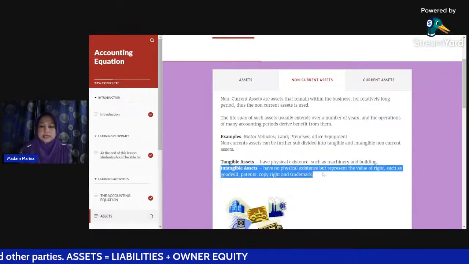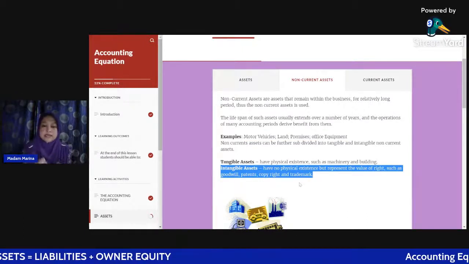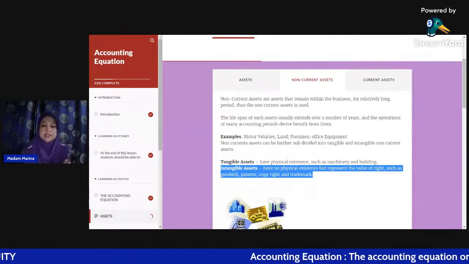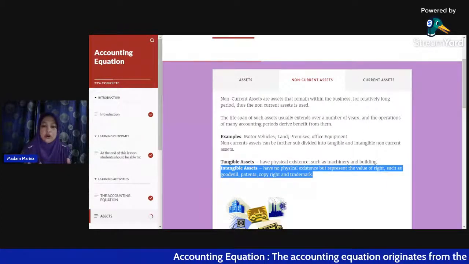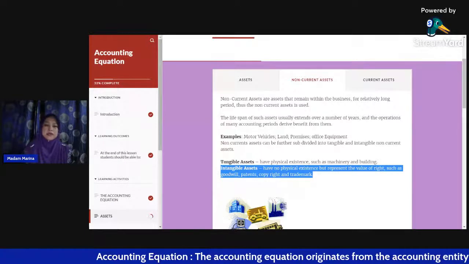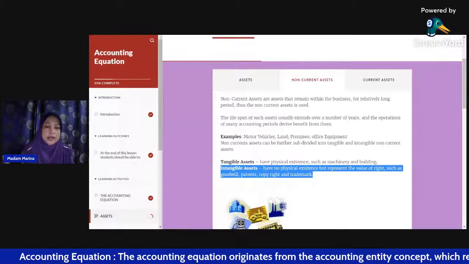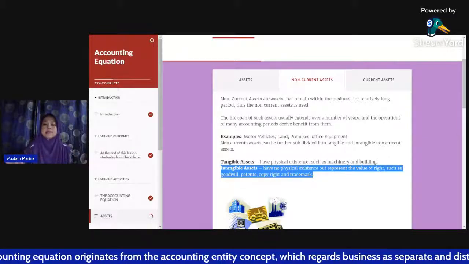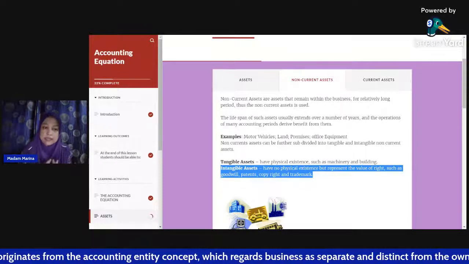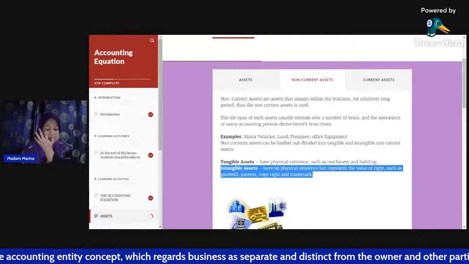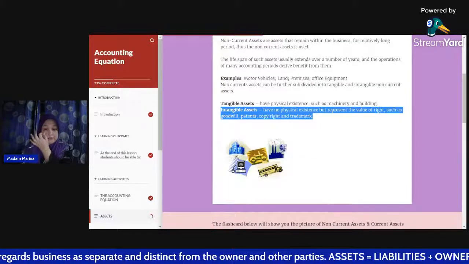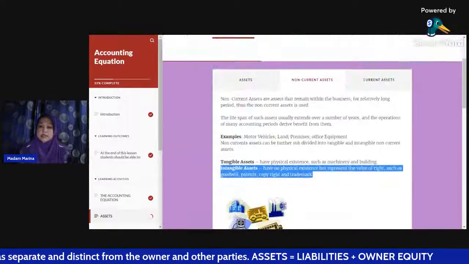The intangible asset have no physical existence, but they represent the value of right, such as goodwill, patents, copyright, and trademark. We cannot see the copyright, we cannot see the patents, the trademark. But this is also categorized under non-current asset. Okay, this is the picture of non-current asset.